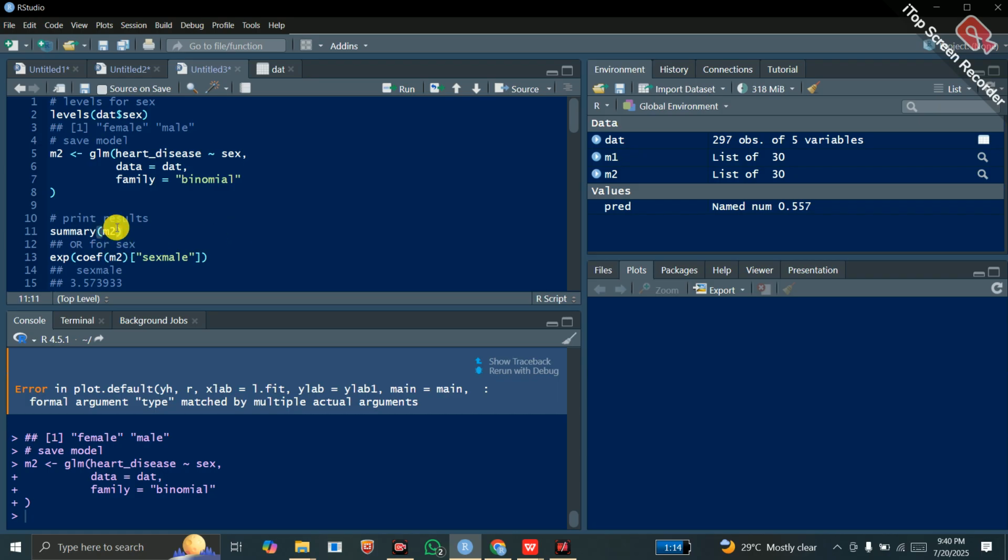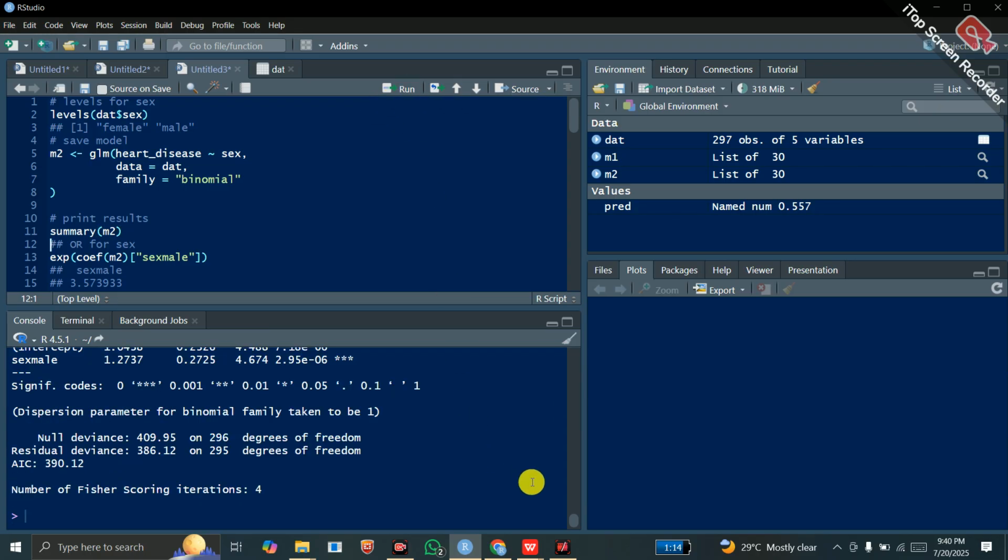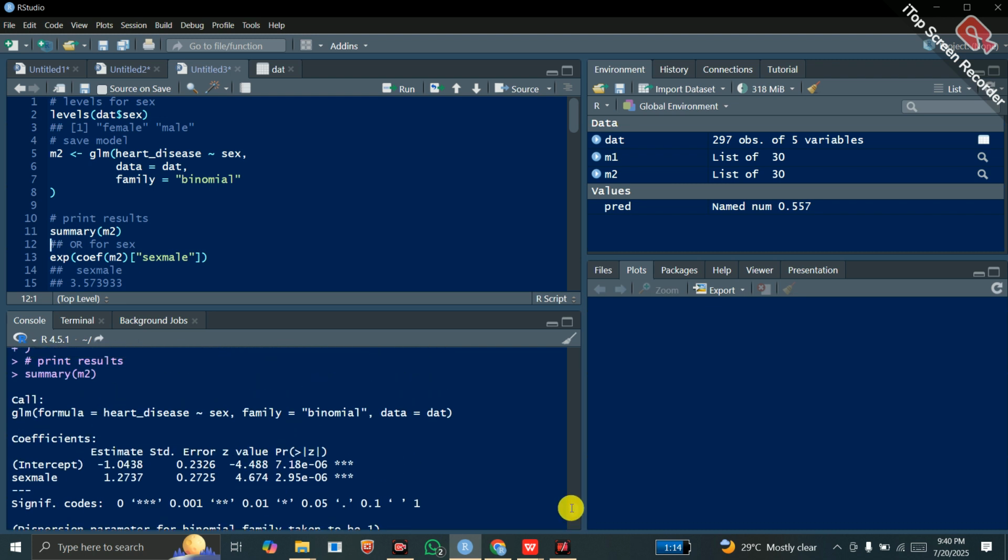Now I would like to show the summary results of this model. This is the summary of this model, and it uses a GLM formula for heart disease regressed on sex, and family is binomial. These are the coefficients. The first one is minus 1.0438, the coefficient of the constant, and 1.2737 is the coefficient of sex, where sex is a categorical variable.